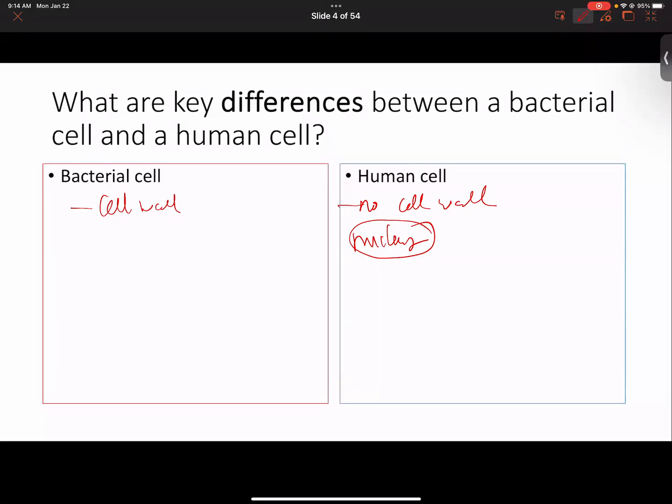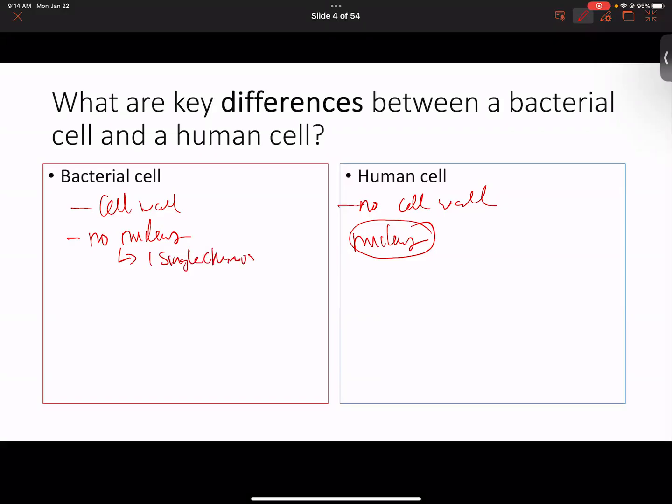So what's the counterpart then in the bacterial cell? Just chromosomes. Yeah, just one chromosome in particular, right? So no nucleus. And the bacterial genome is just one single chromosome, usually a circular chromosome. Good. Tell me more.